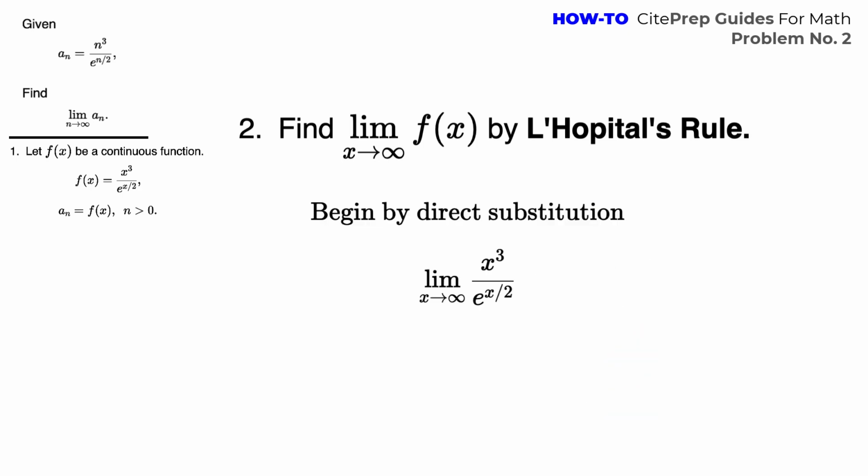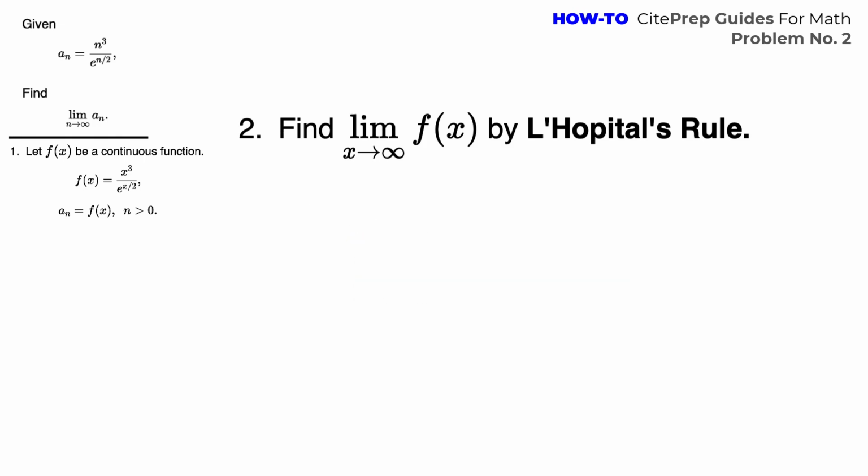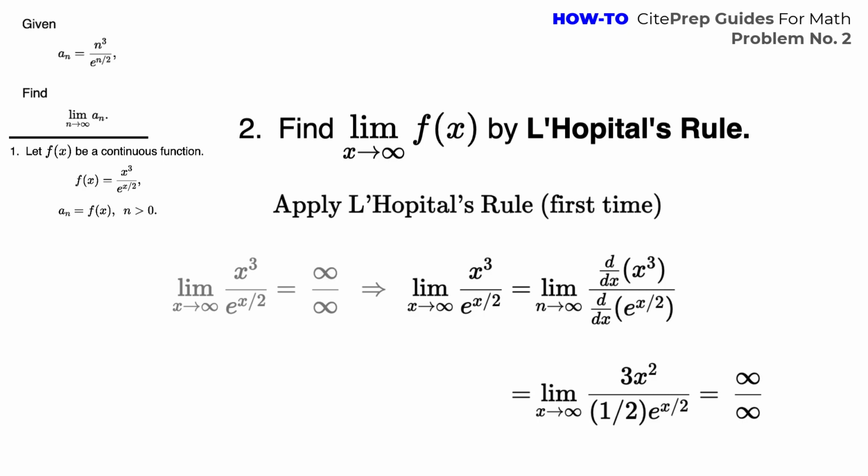We begin by finding the limit of f of x by direct substitution, in which case we find our result is an indeterminate form. So now we apply L'Hopital's rule for the first time. By L'Hopital's rule, we know that if by direct substitution, the limit of a function f of x takes an indeterminate form, then the limit of f of x equals the limit of a new function defined as the derivative of the numerator divided by the derivative of the denominator.